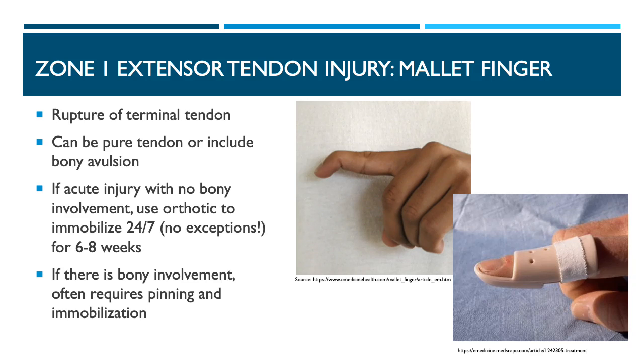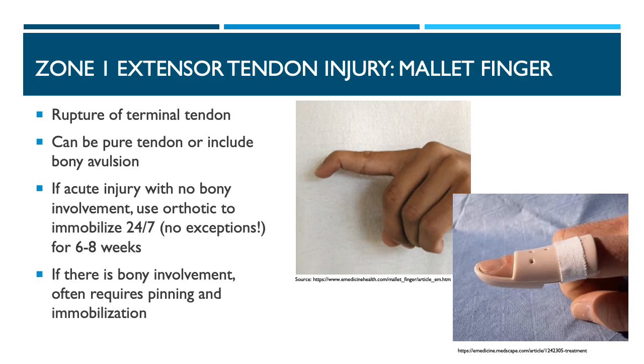So we talked about a zone 1 flexor tendon repair. What would a zone 1 extensor tendon repair look like? So a zone 1 extensor tendon injury would be a rupture of the terminal tendon only. So everything else is working fine. That little bit of tendon snaps off. So you get what's called an extensor lag at the DIP only.